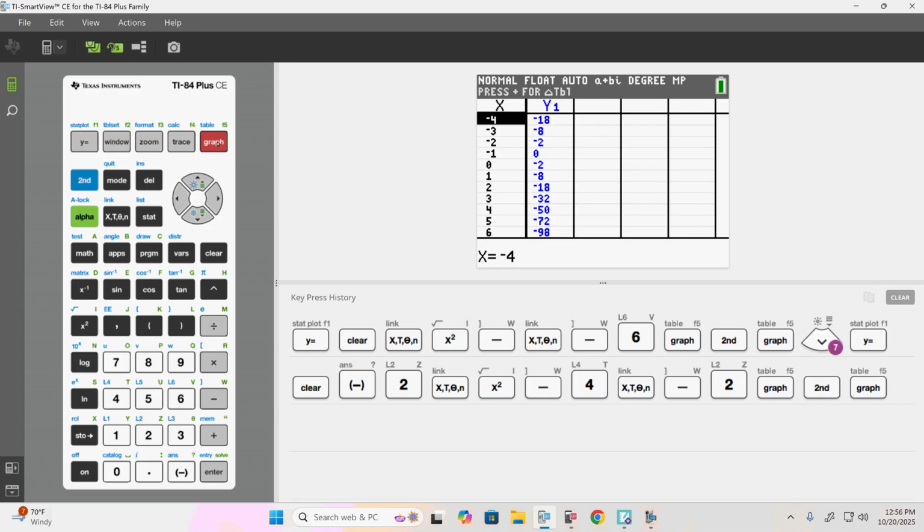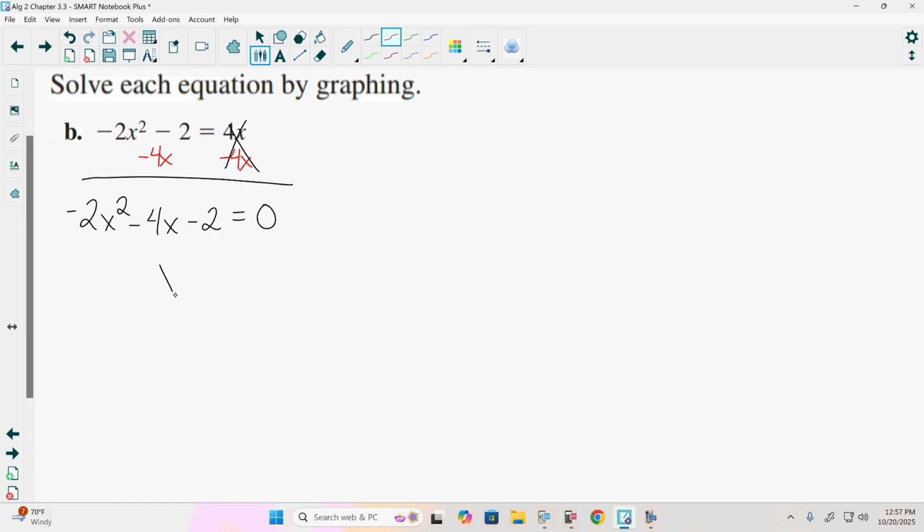If we want to make sure we can go second table. And as we see here, when x is -1, the y value is 0. So our solution for this here, it's telling us that x is equal to -1.